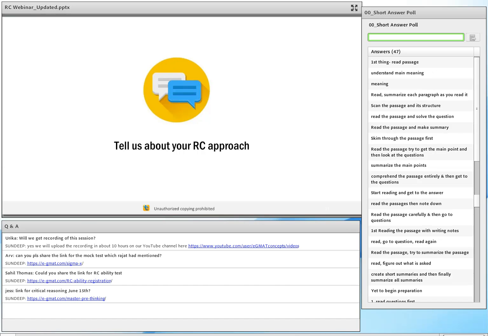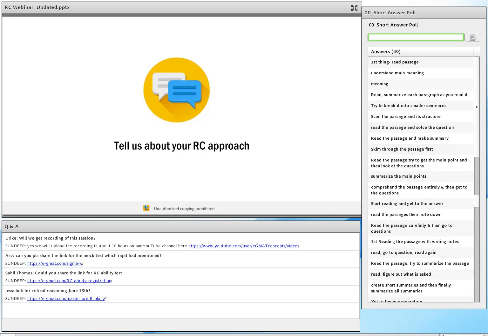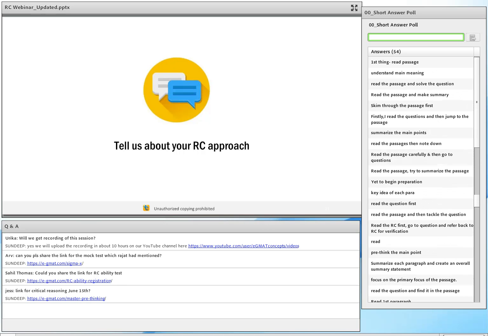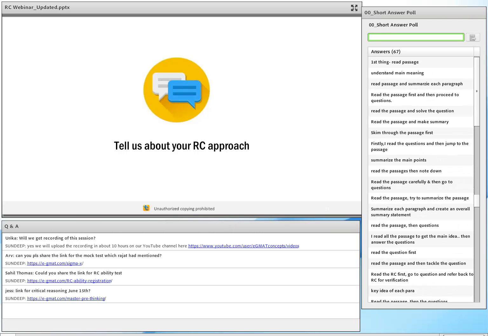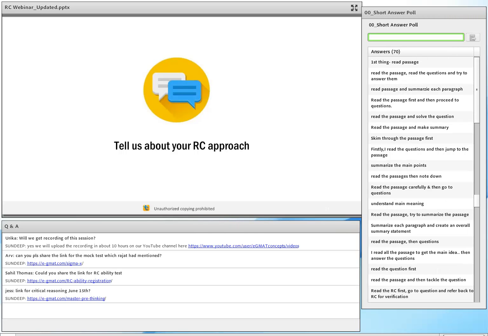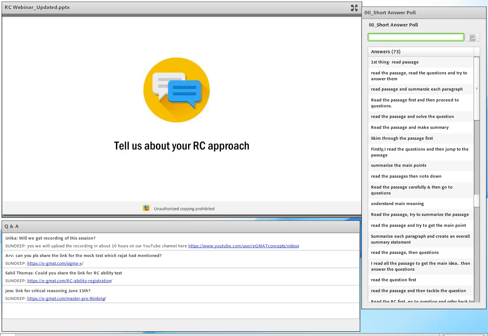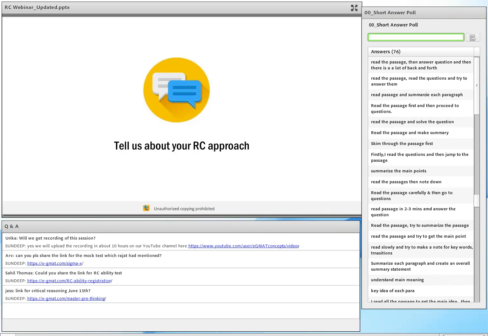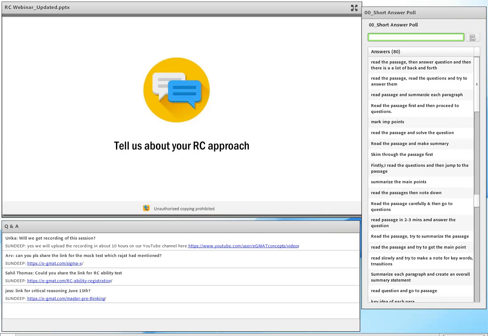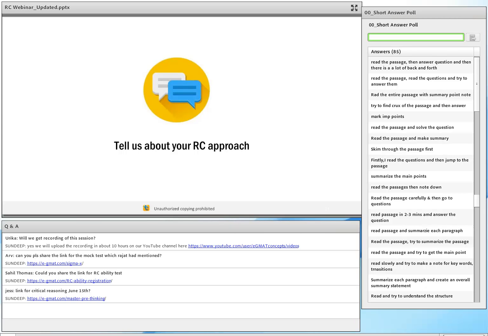Okay, first thing, read passage and try to answer questions. Skim through the passage, read text, look for possible answers. All right, so some of you skim through the passage, others essentially read the passage, and some just read the questions first. There are three different approaches to acing GMAT RC overall.